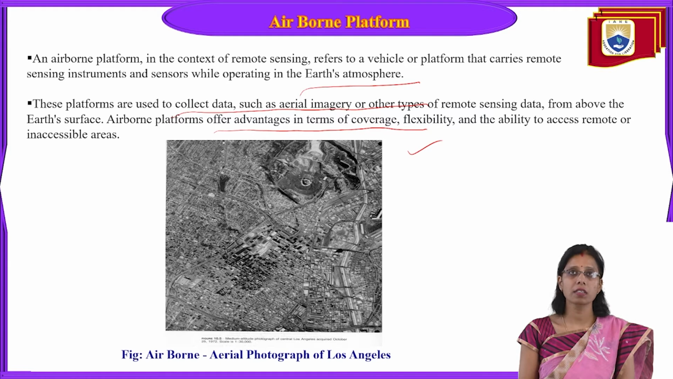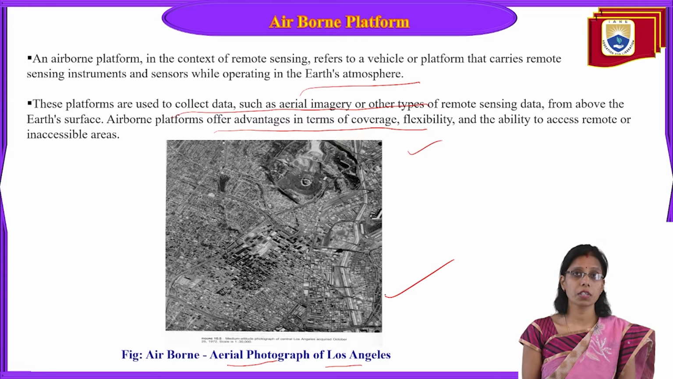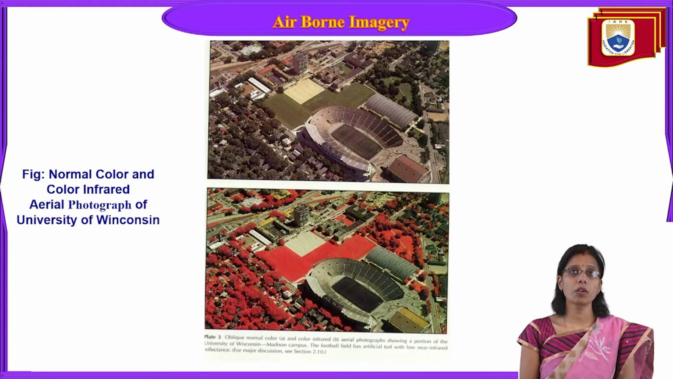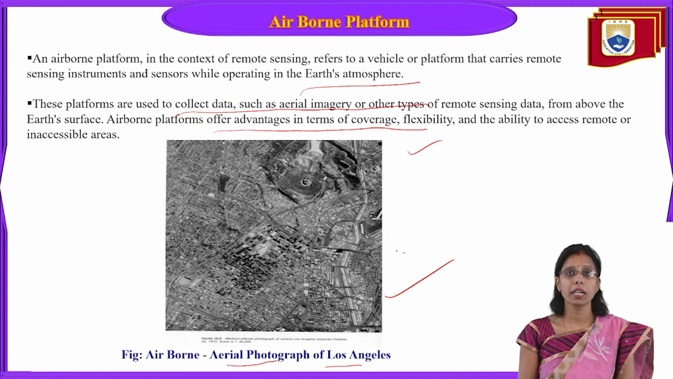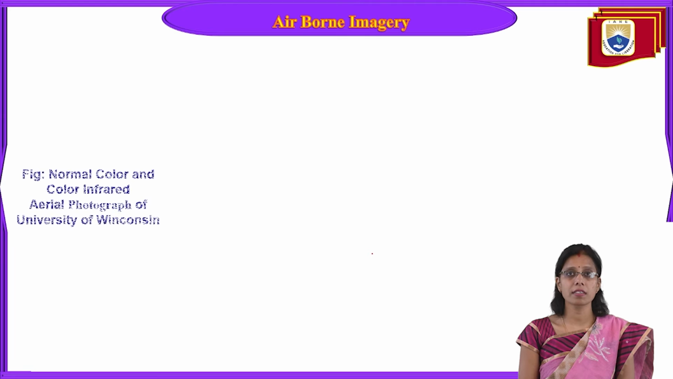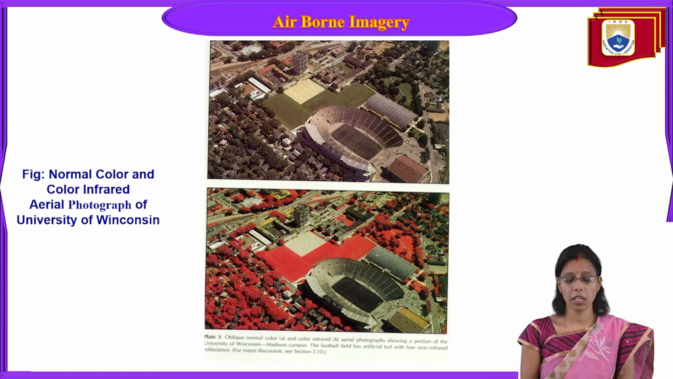So this is an airborne platform where we get an aerial photograph. This is an airborne aerial photograph of Los Angeles. Now we'll see how airborne imagery looks basically. In the previous slide, the resolution is somewhat low. It's not so clear. The scale of this imagery is somewhat less, so we are able to see very few details. Here now we'll see a very clear picture of an aerial photograph.